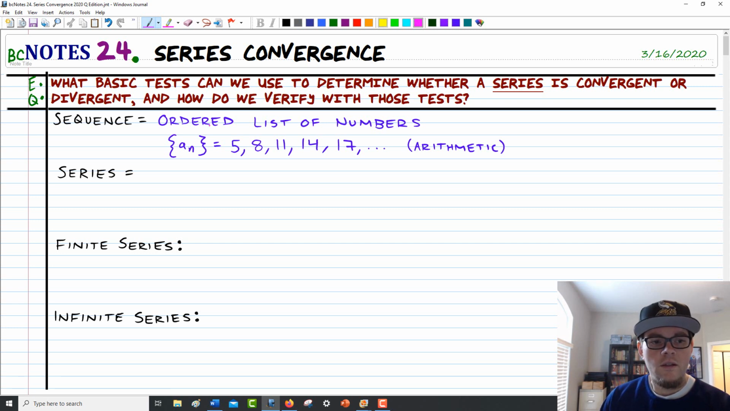So as you can see, the next word up there is series, and in fact that's going to be our focus from here on out. A series is based on a sequence, but it's not the exact same thing. It's not just a list of numbers anymore. A series is the sum. And again, the word sum means addition. You're adding things together. And it's the sum of the terms of a sequence.